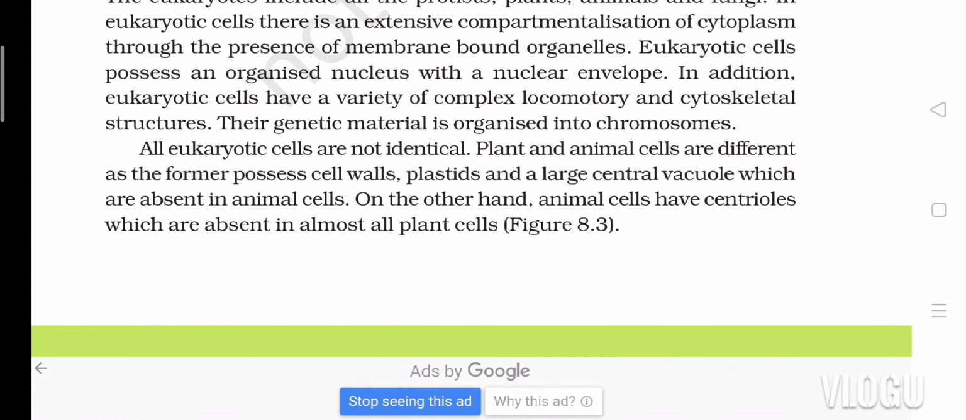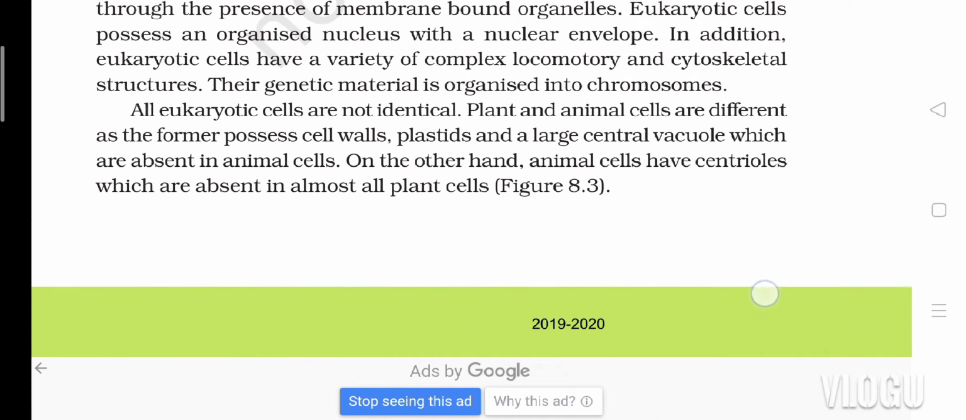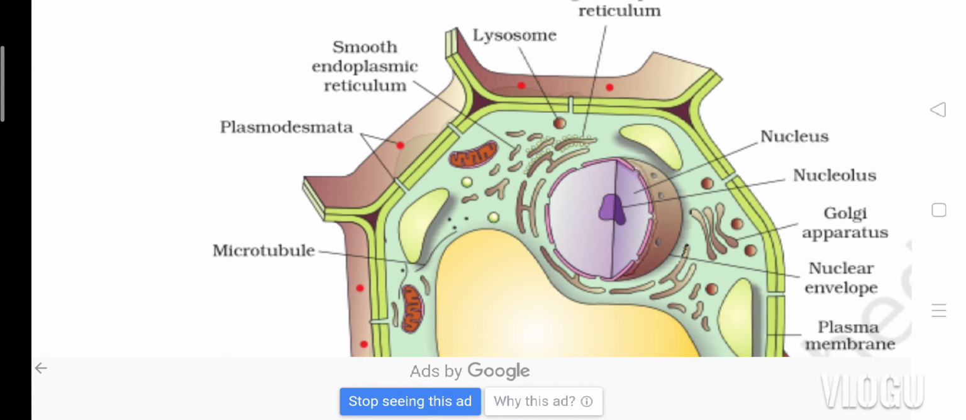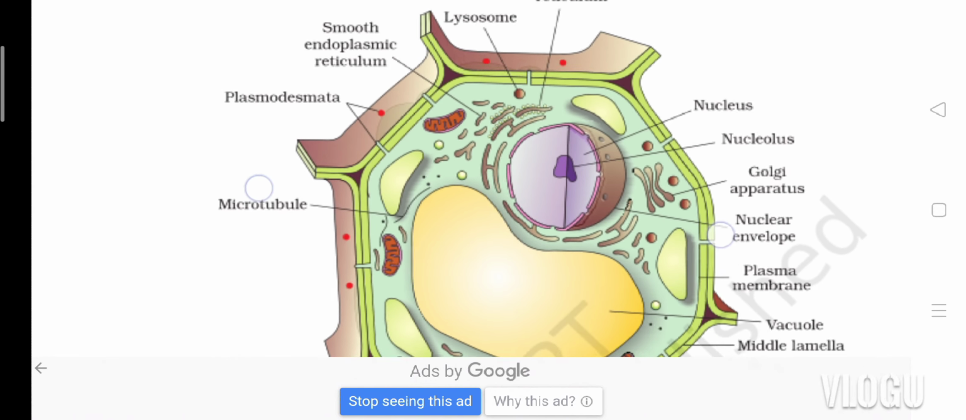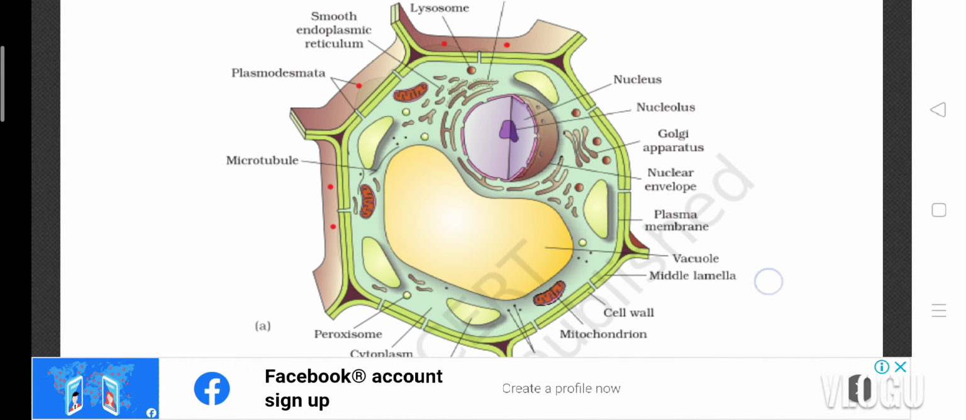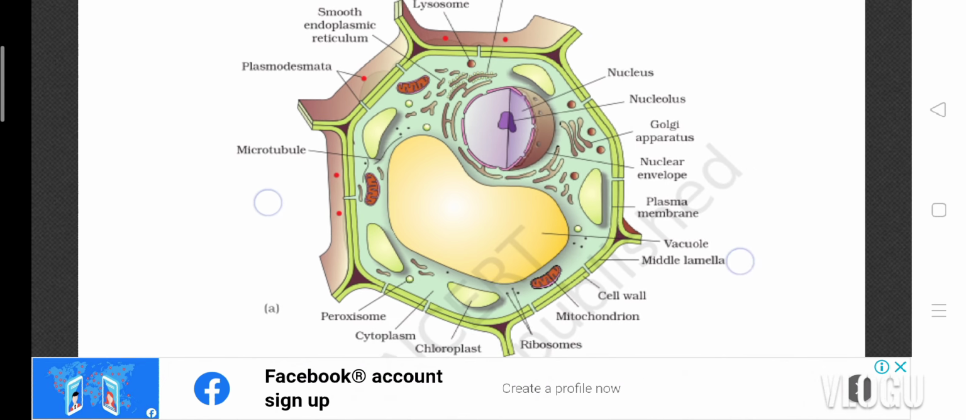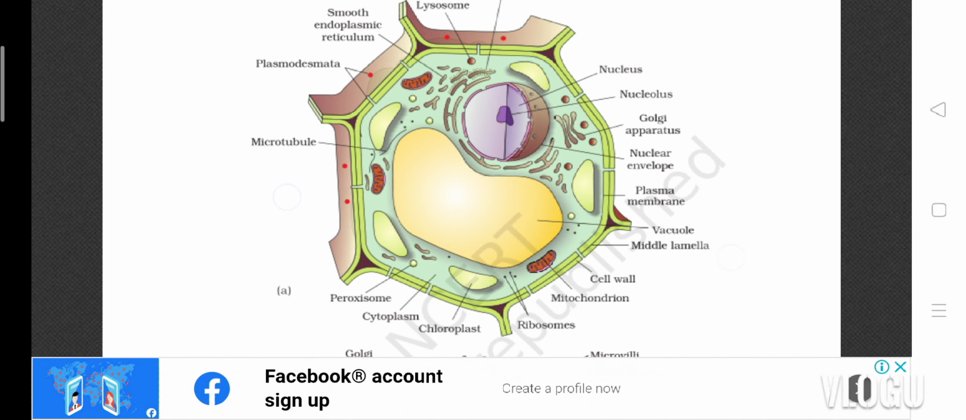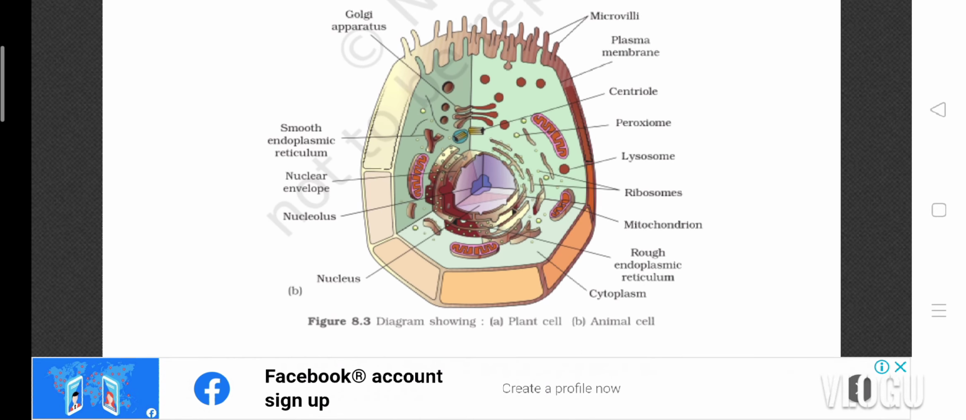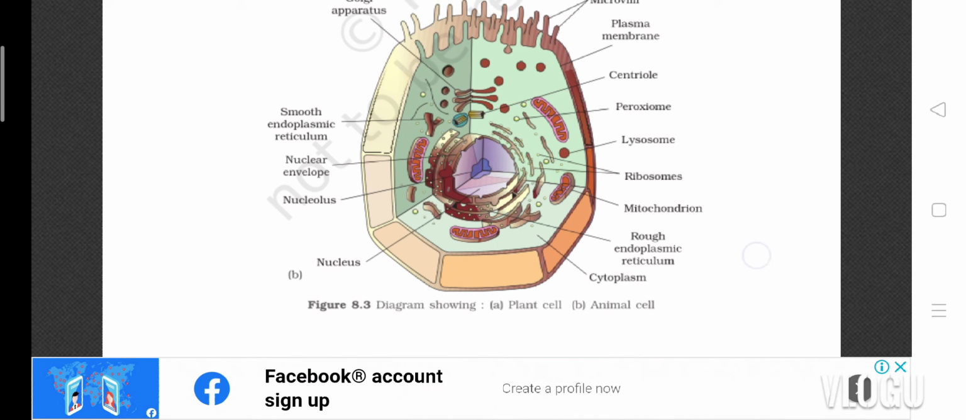As you can see here in the figure, this is the vacuole, and in the plant cell a large vacuole is present, but in the animal cell it may be absent, or many very small vacuoles will be present. On the other hand, animal cells have centrioles, which are absent in almost all plant cells. So this is the picture for the plant cell, and this is the animal cell.